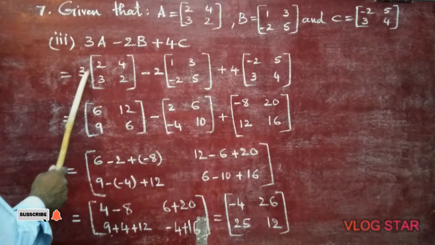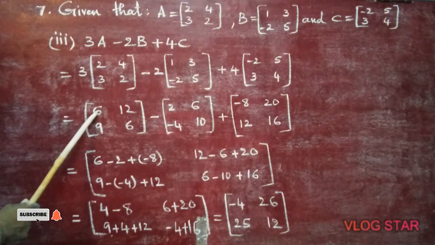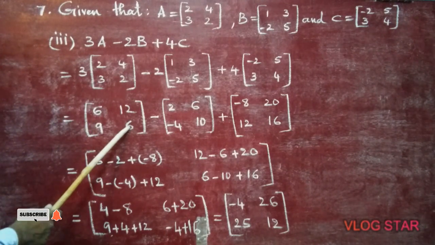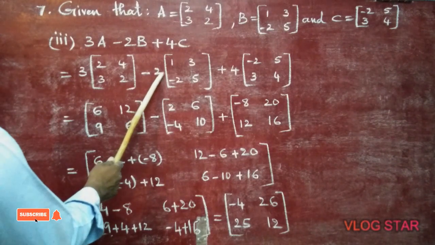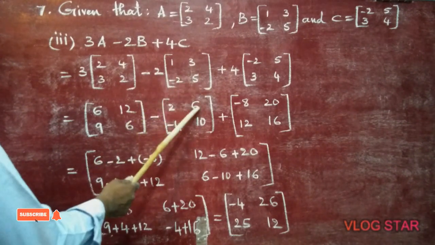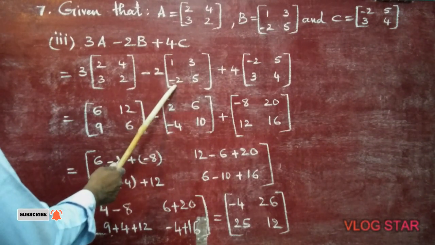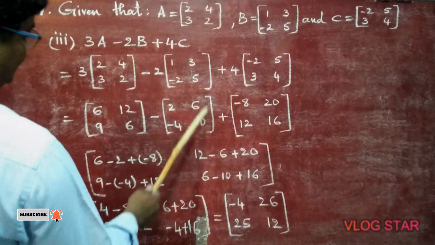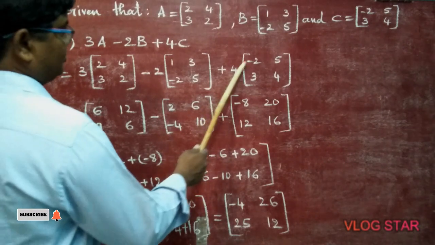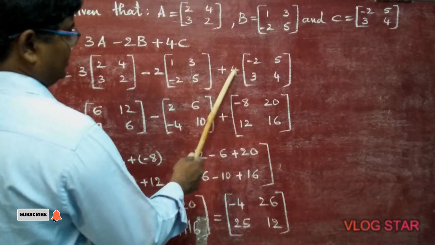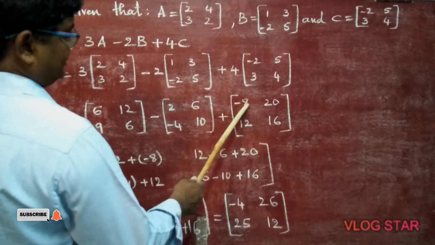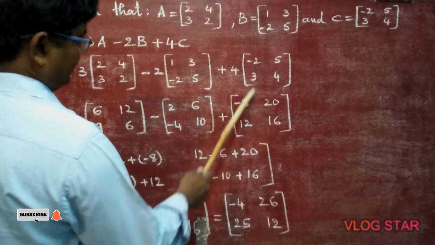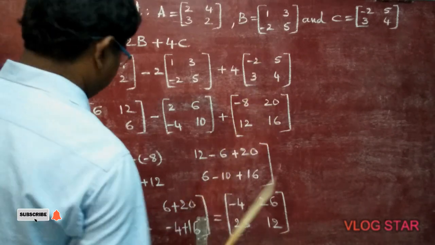The 3 table everybody knows. 3 2s are 6. Directly you can write, no problem. 3 4s 12, 3 3s 9, 3 2s 6. Minus 2 table: 2 1s are 2, 2 3s are 6, 2 into minus 2 is minus 2 2s are 4, 2 5s are 10. Plus into minus. 4 2s are 8, 4 5s are 20, 4 3s 12, 4 4s 16.